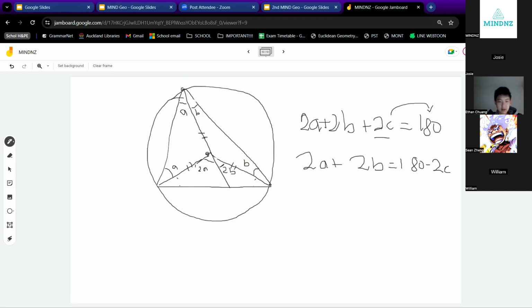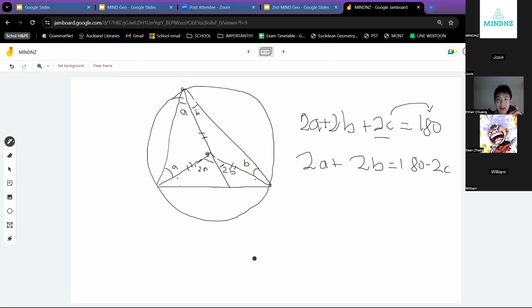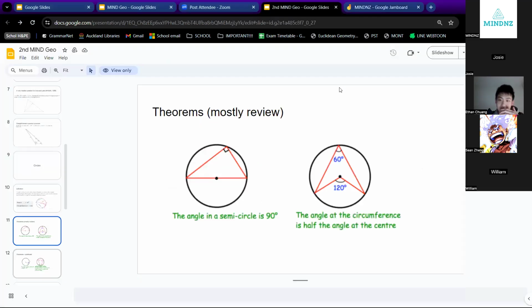That's also a really nice way to show that the angle at the center is always double the angle at the circumference. So I hope everyone understood that. I guess we'll move on to some more theorems. Okay, keep going.